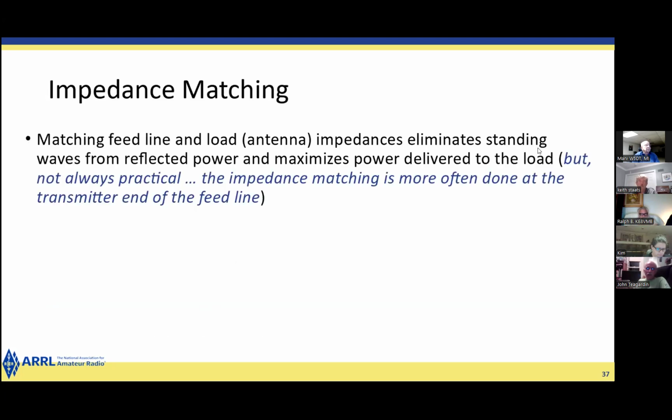How do you match it? Matching feed line and load impedances, such as with an antenna, eliminates standing waves from reflected power and maximizes the power delivered to the load. But not always. The impedance matching is more often done at the transmitter end of the feed line. That's why you use the tuner.